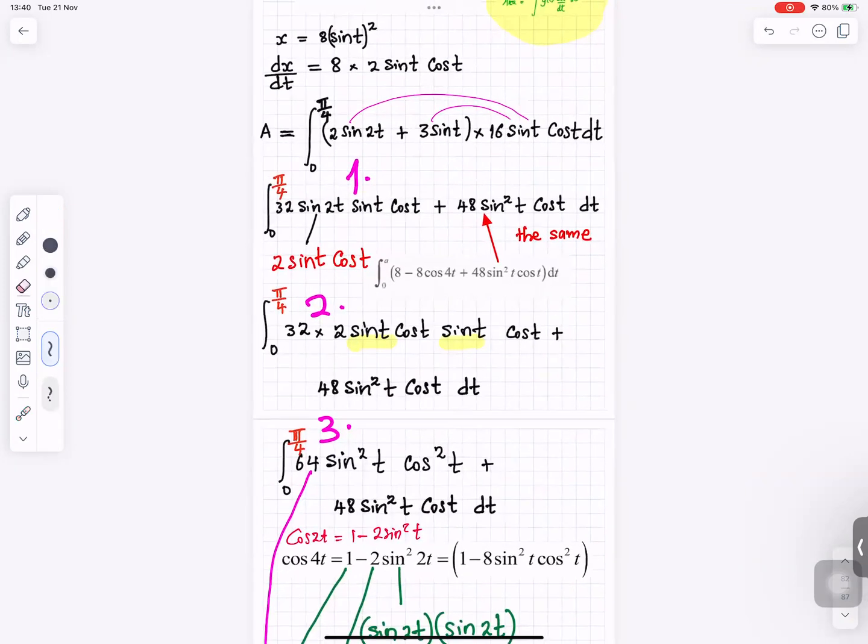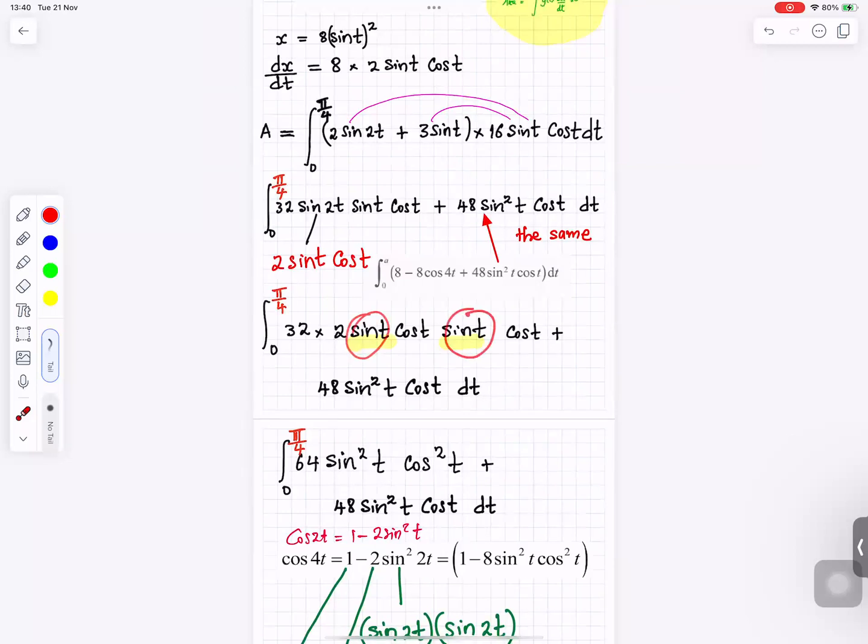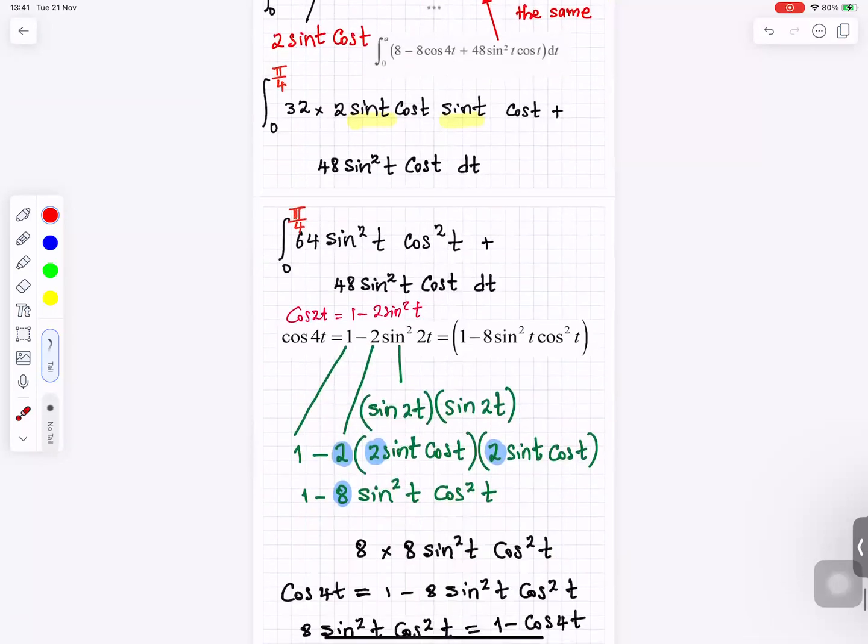So what we have here is, we've got to be very careful now as we move along, because you can easily make a mistake. So what we want to do is, we got sine t there, and then we have 48 sine squared t cos squared t plus 64 plus 48 sine squared t cos squared t. But what is cos 2t? It is 1 minus sine squared t. That's a very important part there.